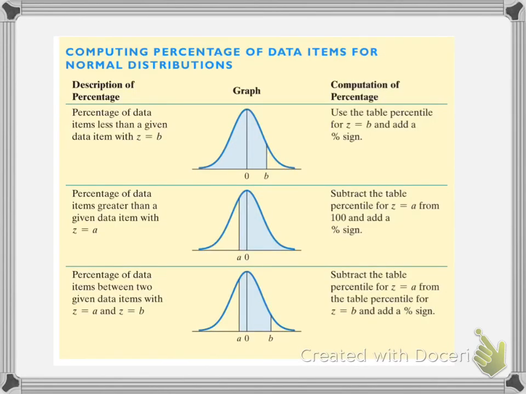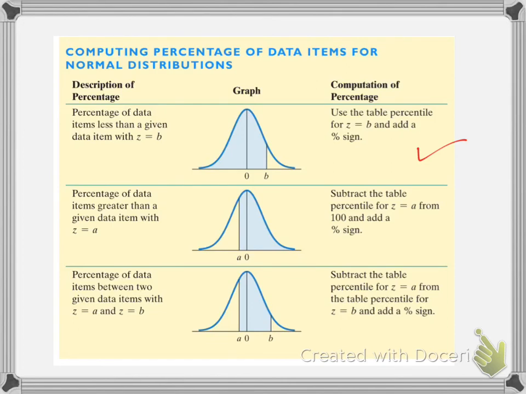Okay, so here's a summary of everything we did using a table in the book. Really good table. Looking at the first one here in red, the percentage of data items less than a given data item with Z equal to B. So if they give you just one data item and you're trying to find the percentage of data less than that, that was the first example we did. You just literally go to the Z score table and find the percentile that matches it.